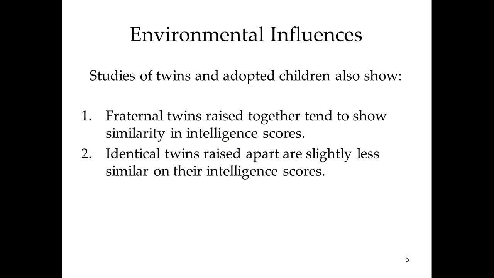So this is just reiterating what I said, basically that fraternal twins that are raised together have similarity in their intelligence scores, and that identical twins raised apart are slightly less similar on their intelligence scores than identical twins raised together. So identical twins raised apart are much more similar on their intelligence scores than fraternal twins who are raised together. So it's really emphasizing that genetic component, but also that there's a strong environmental component as well.